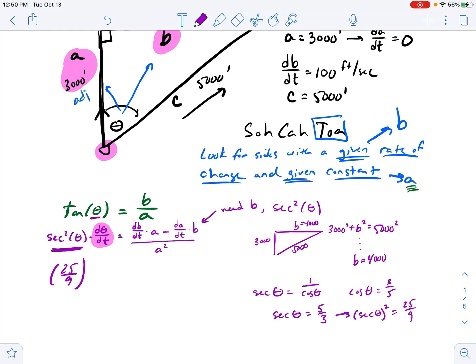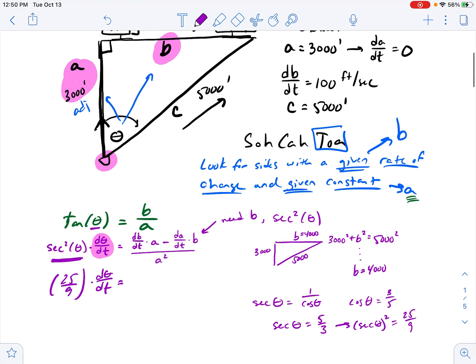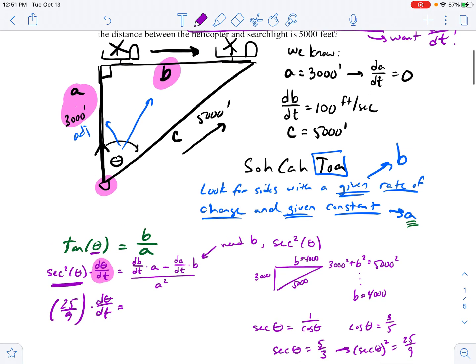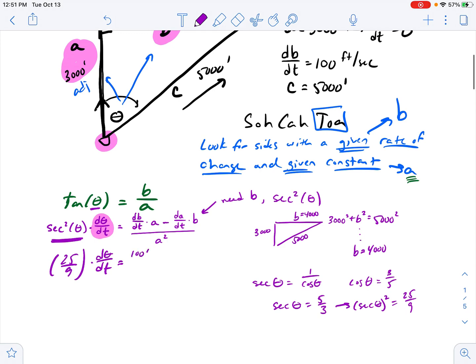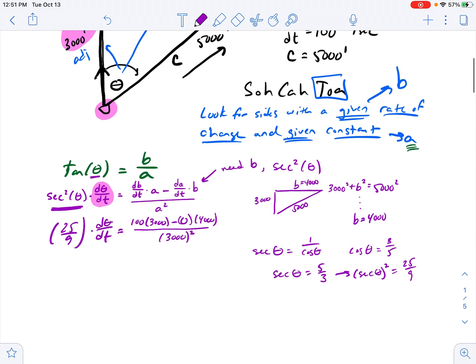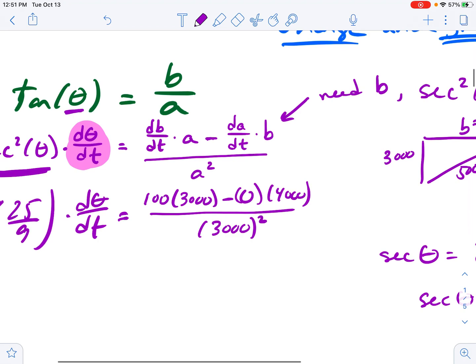Notice we never actually figured out what theta itself was. We don't need that. Times d theta dt. Okay, dB dt was our 100 feet per second. Value of A is 3,000. dA dt was 0. B was 4,000 over A, 3,000 squared. Okay? And now I'm just going to clean this up.